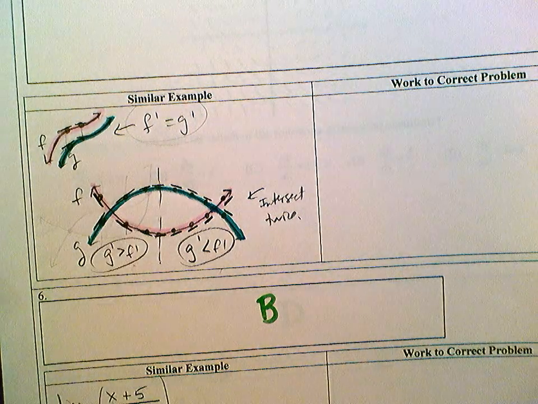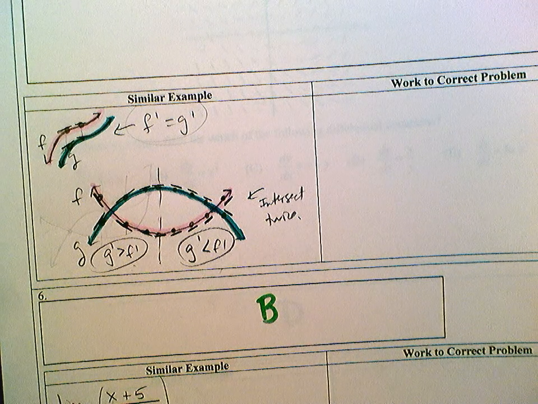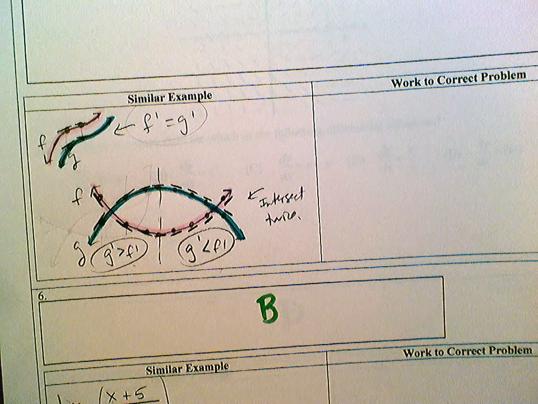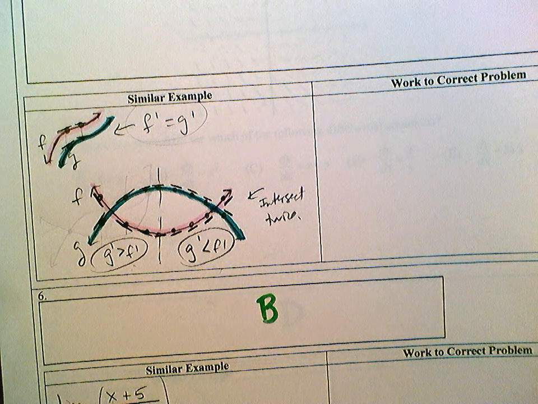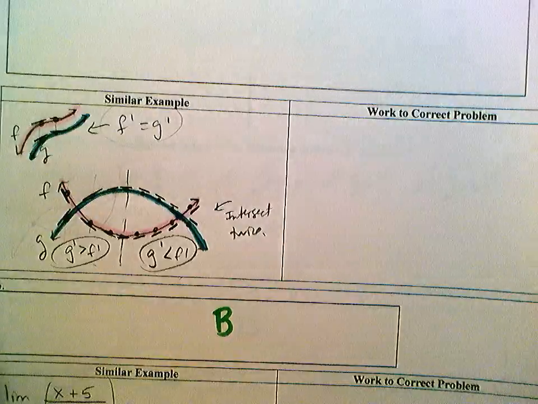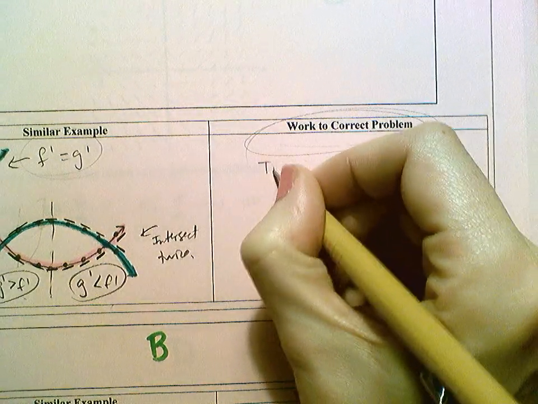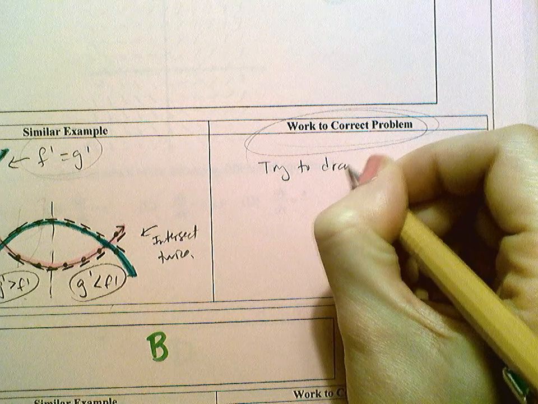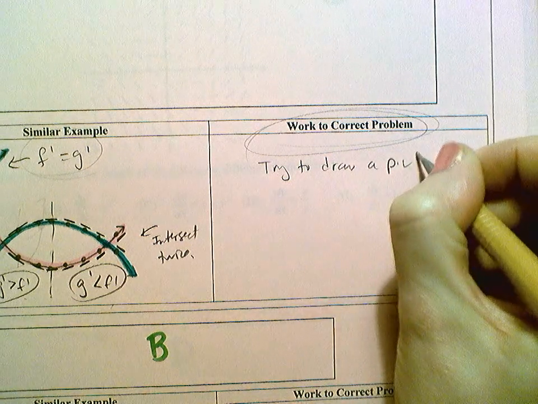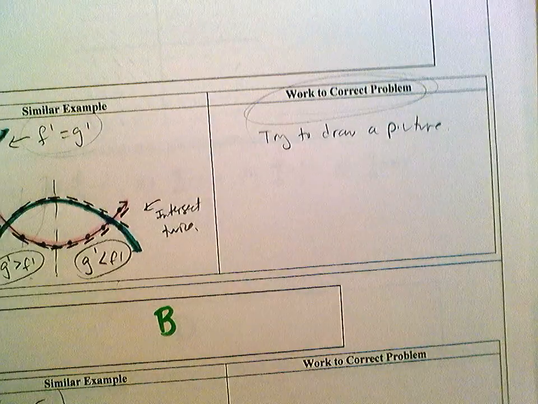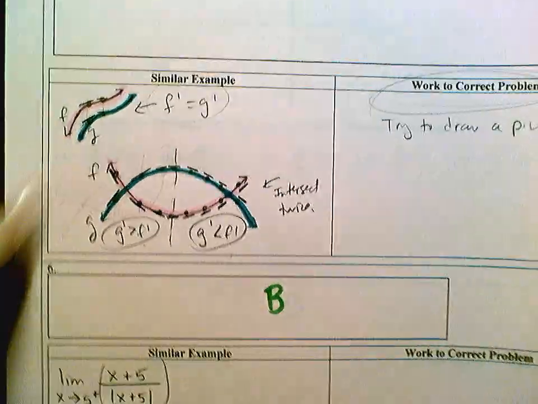Now, the problem that you have in front of you says that f prime is always greater than g prime. So you want to try to draw a picture of the situation, and that would be good work to correct the problem. It is neither of these two situations, by the way.